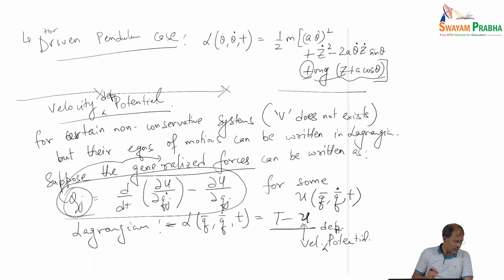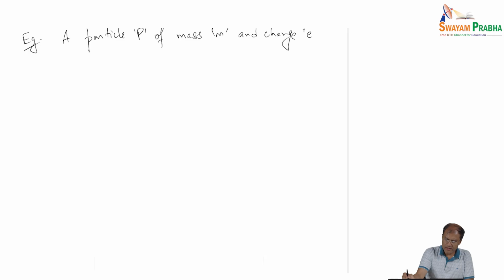Okay, so now, as I just mentioned about a magnetohydrodynamic system, let us look at an example of that system. The system that we have is this example, which tells us that a particle P of mass m and charge e can move freely in the static electric field.